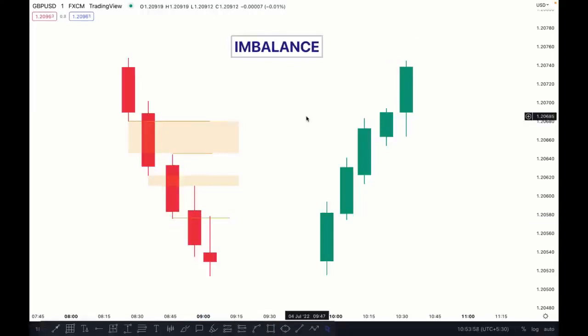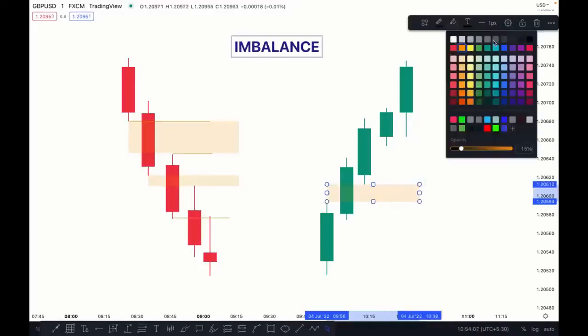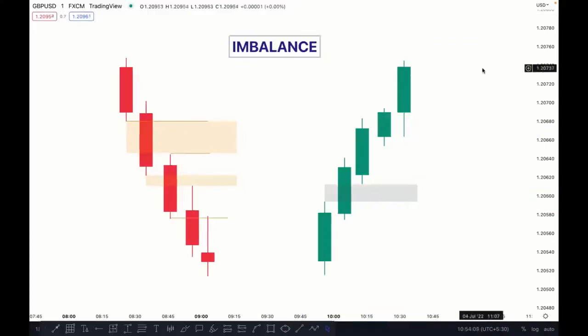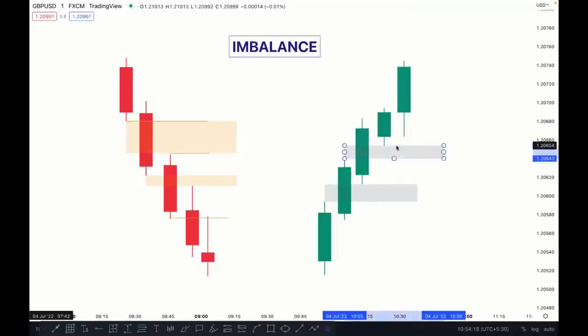The same thing applies in a bullish market. As you can see here, this high is here and the low is here, so the gap between this high and low is called an imbalance, correct? And next, this candle's high and the next candle's low is here, so this one is also called an imbalance, right? And imbalance can be different in size.